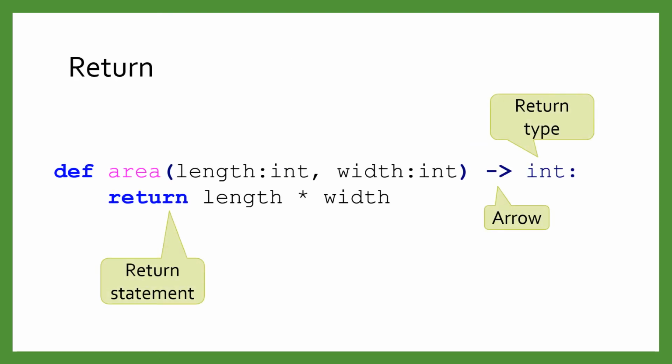We describe what type of value the function returns using the arrow and a type in the header. But note that it is the return statement that actually makes a value get returned. The header just describes what should be returned.